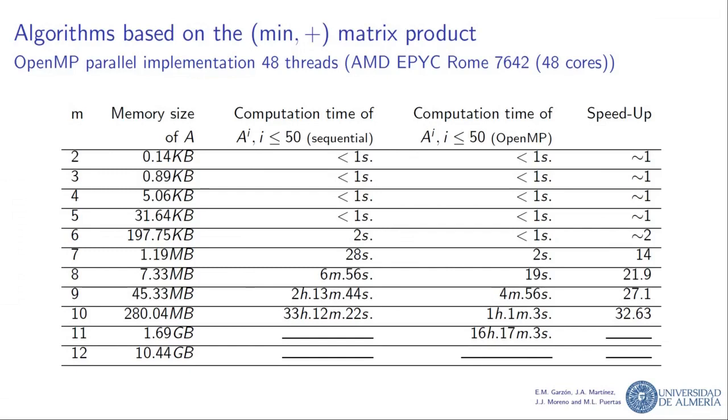With the parallel implementation, we were able to finish the following case, which is n equal to 11, and it took 16 hours. So this is why we are now trying a different approach, and we are working on a GPU implementation of these algorithms in order to be able to do larger cases, case n equal 12, and even larger cases of n.